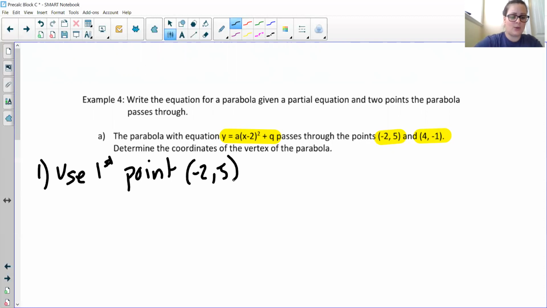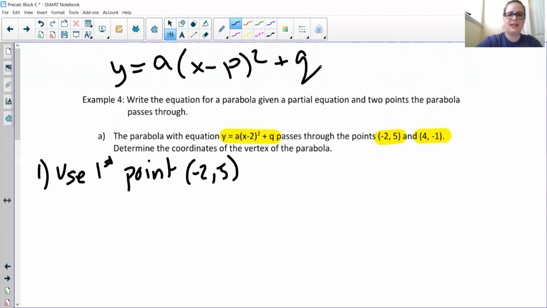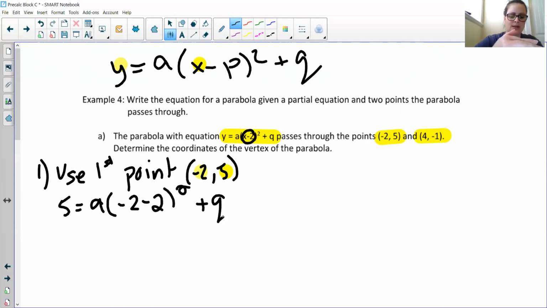So if I rewrite my equation, y equals a times x minus p squared plus q, and put in this for x and this for y, I'm going to get 5 equals a times -2 minus 2, because that minus 2, of course, was given to us, squared plus q. And now I'm going to simplify as much as possible. So I'm going to get 5 equals a times -4 squared plus q.